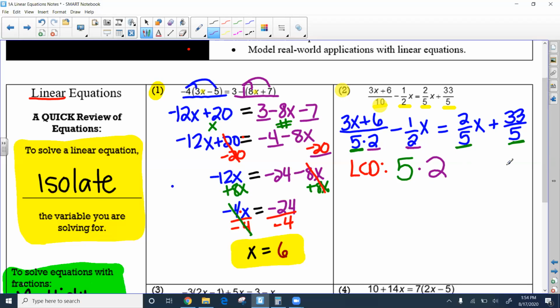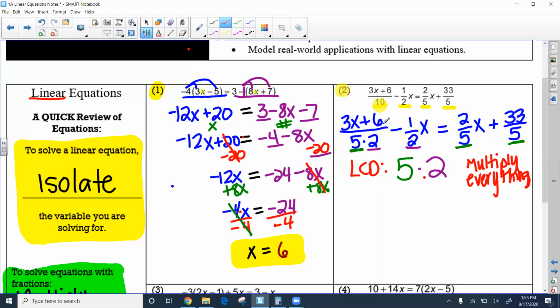You could write it as 10, but I'm going to leave it in factored form because it helps us to get rid of our denominators when we leave this in factored form, because it helps us to see what's going to divide out. Okay, so once we know our LCD is 5 times 2, I need to multiply everything by this LCD. So I'm going to multiply all the terms by 5 and 2.